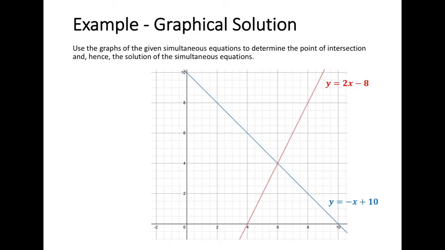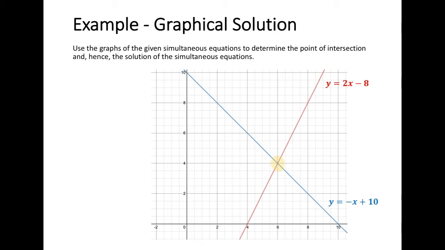In the first example, we have a graph that has two lines on it. The first line, the red line, is y equals 2x minus 8. The second line, the blue line, is y equals negative x plus 10, and we are looking for the point of intersection. Identifying that point where our two lines meet, we can then work out the solution to those simultaneous equations.